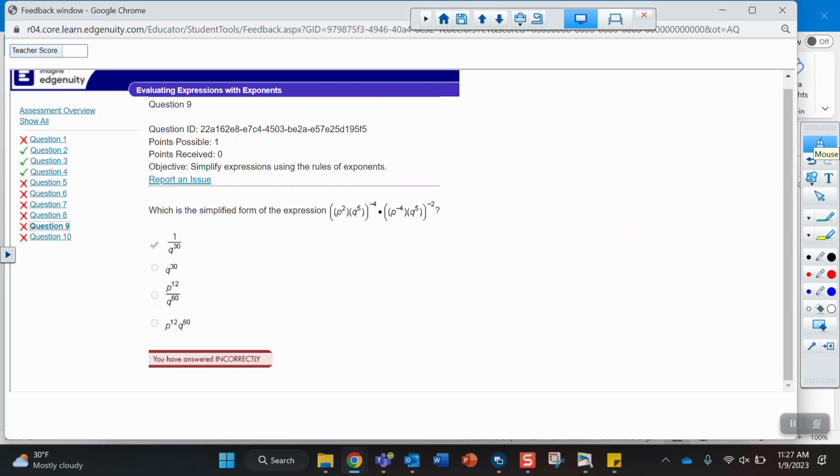And number 9. Let's go ahead and apply those powers. I can't clean up anything inside, so let's go ahead and apply that product to a power rule. So that's going to be p to the negative 8th and q to the negative 20th times p to the positive 8th and q to the negative 10th.